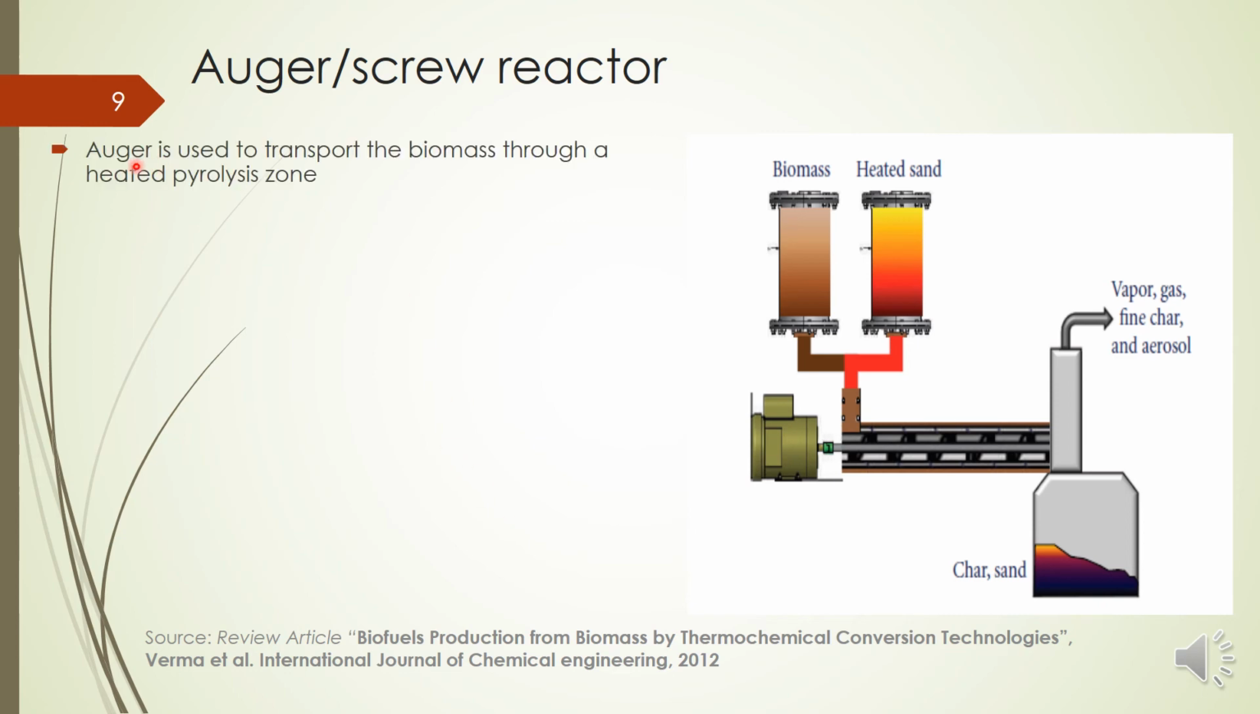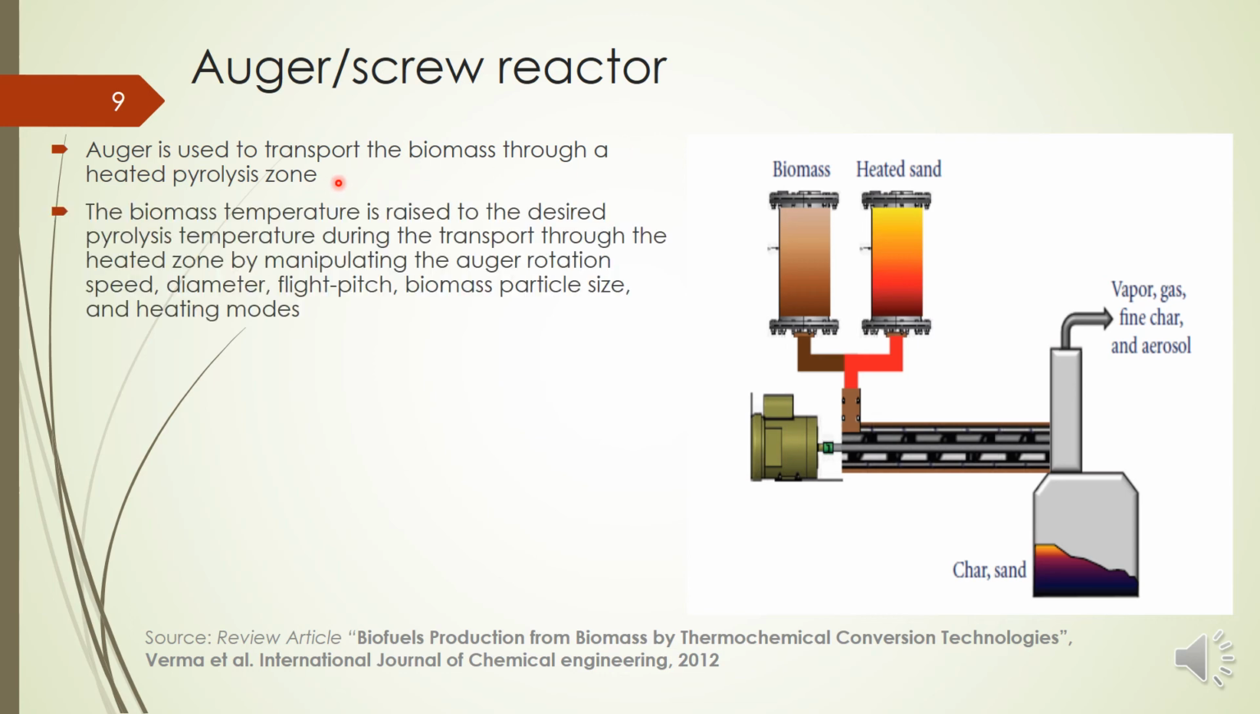Here the auger is used to transport the biomass through a heated pyrolysis zone, and the biomass temperature is raised to the desired pyrolysis temperature through the heated zone with the help of the auger rotation speed. So the design of the auger is very important: the rotation speed, the pitch and diameter of the auger, particle size, etc. are very important, because they determine the product of the pyrolysis.